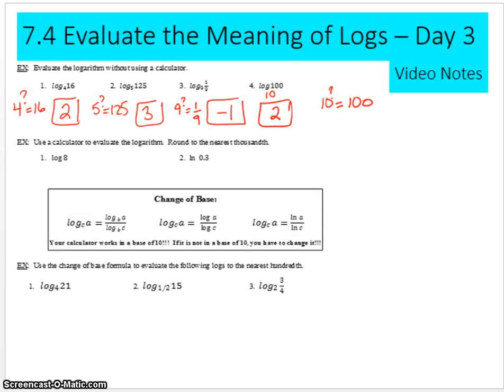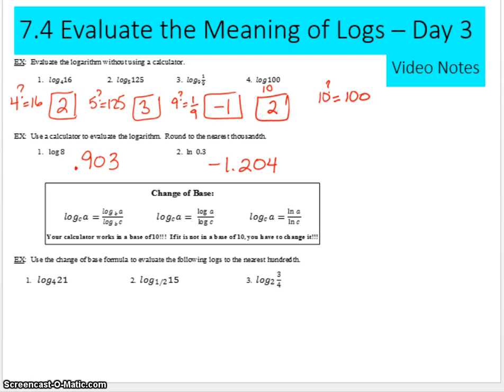So going back to your worksheet here, I want you to do examples number 1 and 2, where you're just typing those into the calculator. Go ahead and pause now, type those 2 in, and make sure you get the right answer. Okay, good. So you should have gotten 0.903 and -1.204. Directions say to round to the nearest thousandth, which is 3 decimal places.